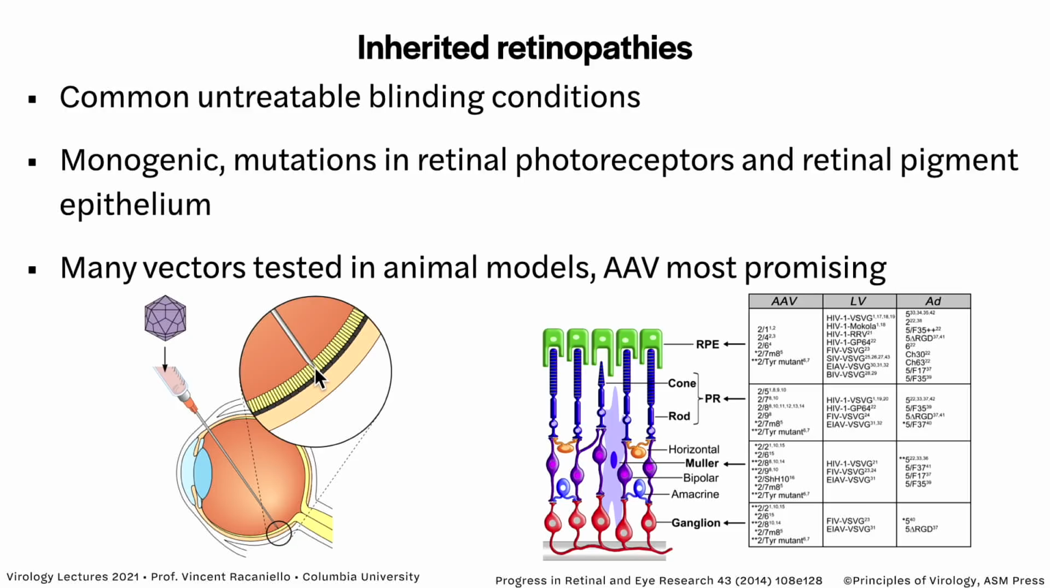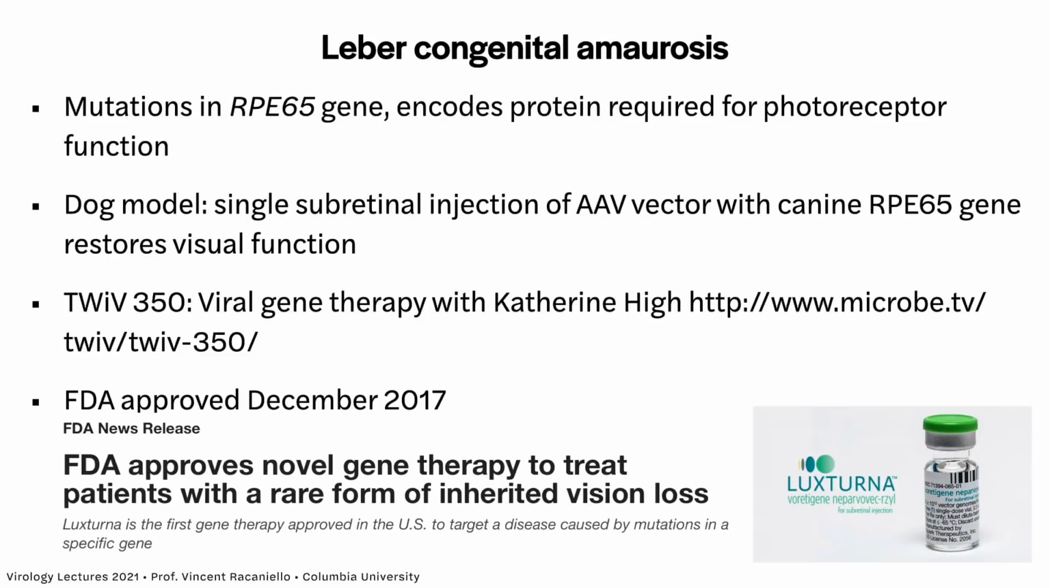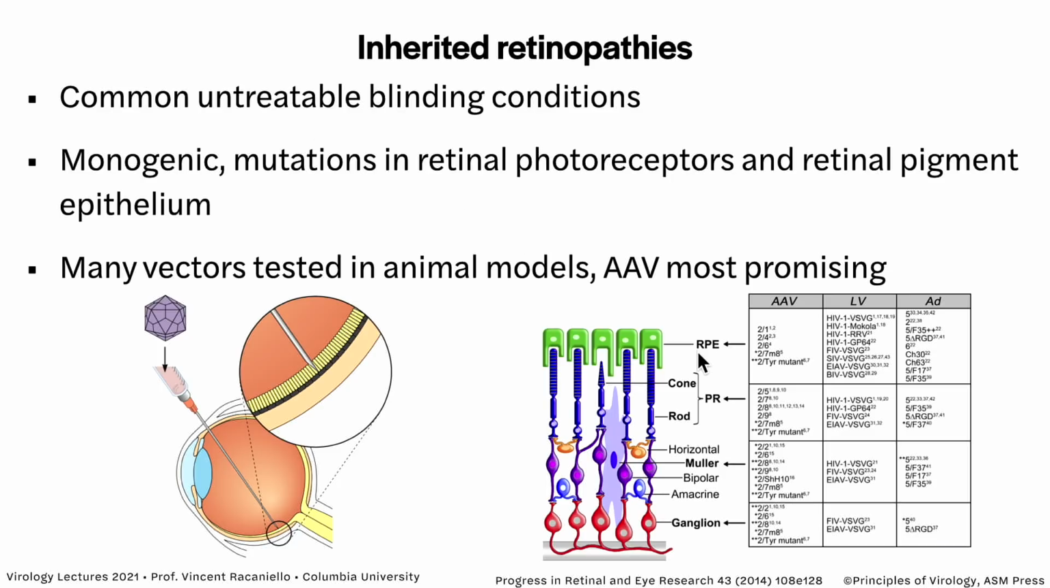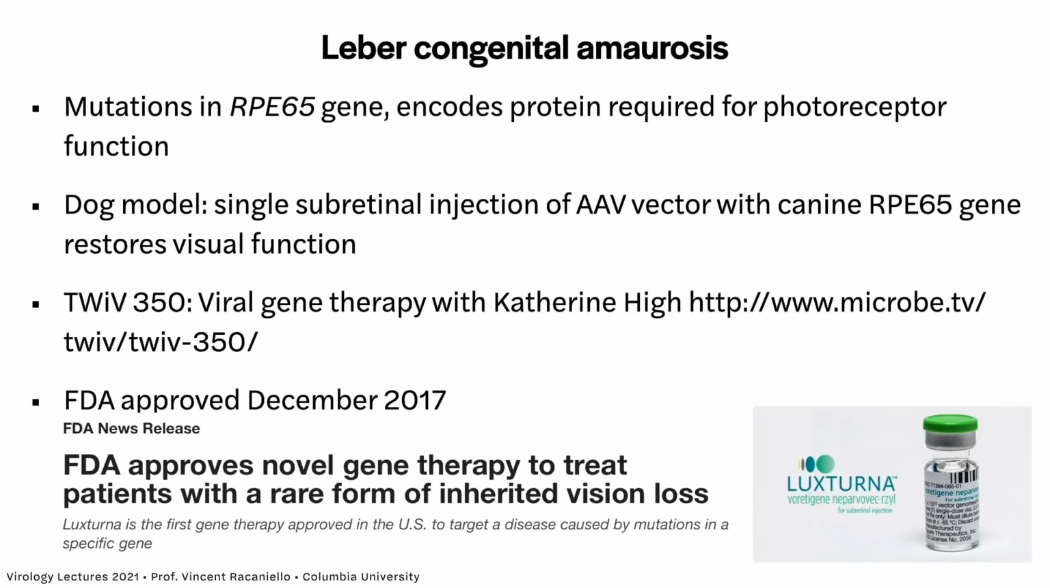You deliver the virus and it infects them. This was studied first in dogs. The disease I want to tell you about is Leber congenital amaurosis. It has mutations in the RPE65 gene, so the retinal pigment epithelium, gene number 65. That's a protein needed for photoreceptor function. And they had a dog model for this where they showed a single subretinal injection of the vector with the canine gene completely restored the visual function of the dogs.